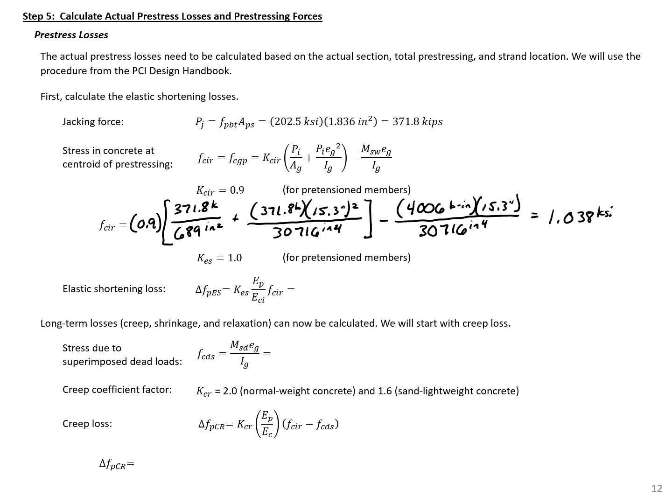KSI. We can take that and plug that into our elastic shortening equation. Again, we have a K_es equal to 1.0 for pretension members, times 28,500, the modulus for our prestressing, divided by our release modulus, 3,372 KSI, times our f_cir, 1.038 KSI, which will give us elastic shortening losses equal to 8.8 KSI.